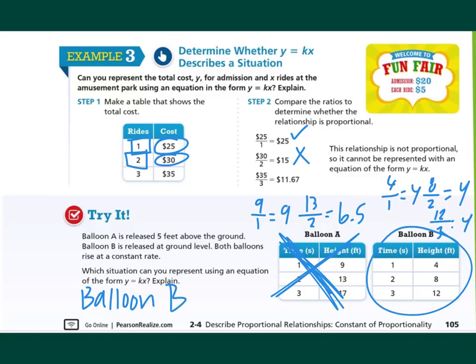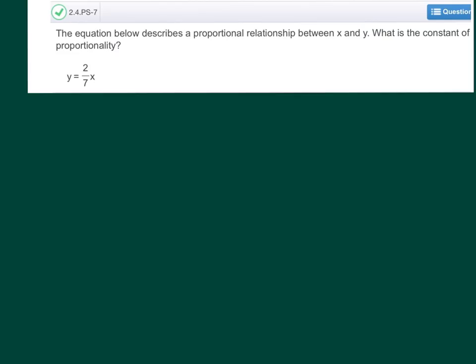Now let's look at a few problems like you're going to see in the practice and problem solving. So the equation below represents a proportional relationship between x and y. What is the constant of proportionality? So it's y equals kx, and the constant is represented by k, or in this example, 2 over 7. So your answer here would be 2 over 7.